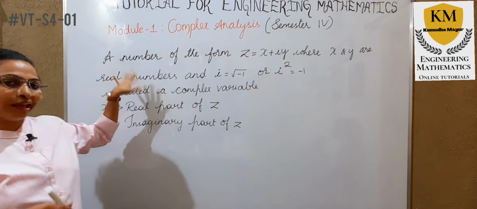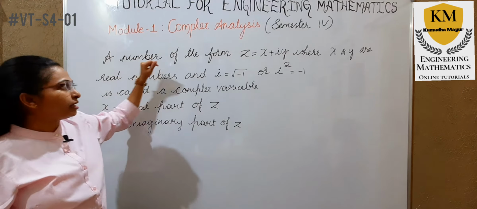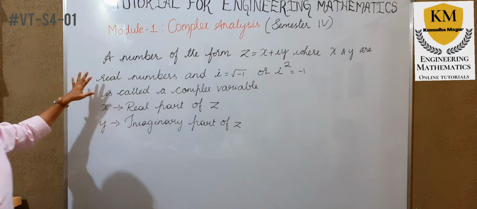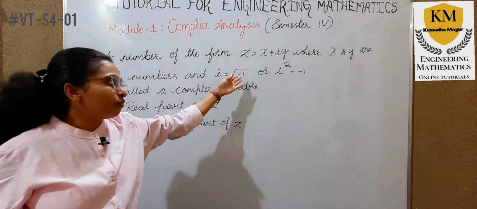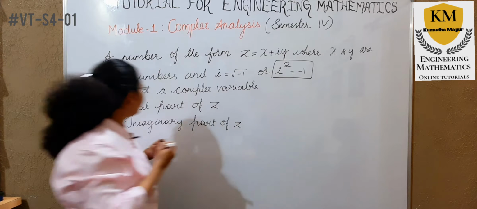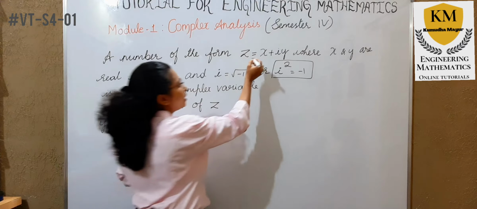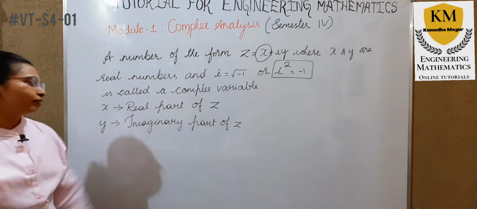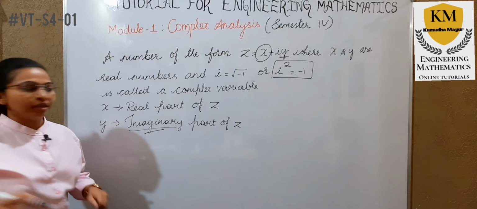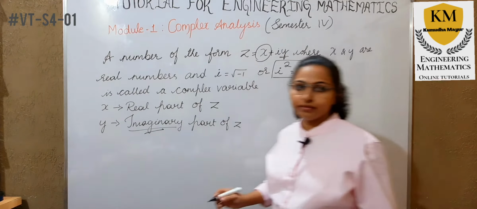I am just recapping since you have already learned this definition when you were in 10th standard. So if the number is in the form of x plus iy, where x and y are the real numbers and i is equal to square root of -1 or i square is equal to -1, this is the standard value. You all should remember this value. If so, we call this a complex variable. So in z, the x is called the real part of z and y is called the imaginary part of z.